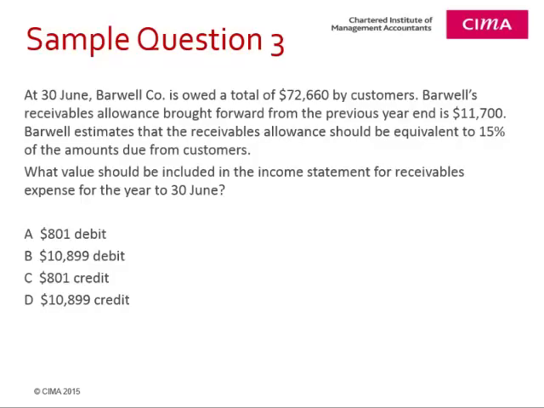But this ignores the fact that the amount to be included in the income statement is actually the movement in the allowance, which has fallen from 11,700 to 10,899, or it's fallen by $801. The reduction in the allowance will be a credit to the income statement. Thus the answer is C.